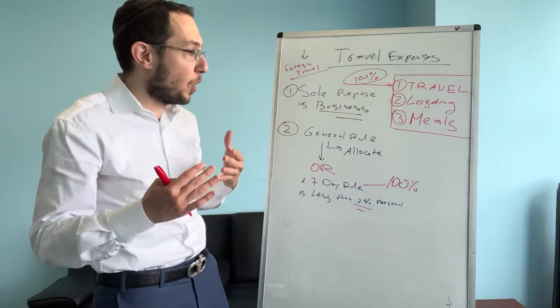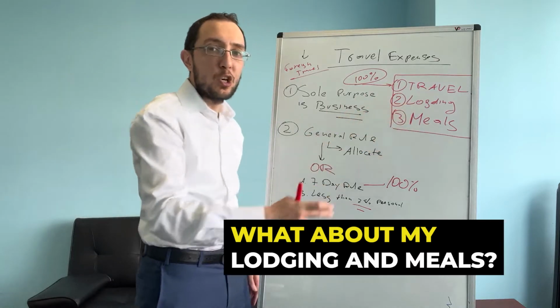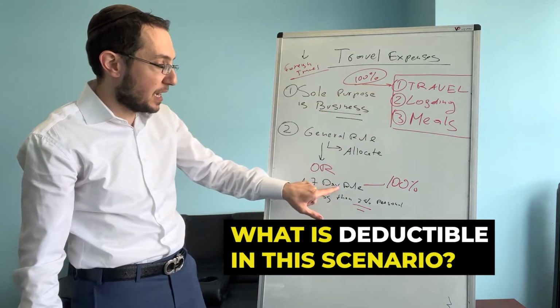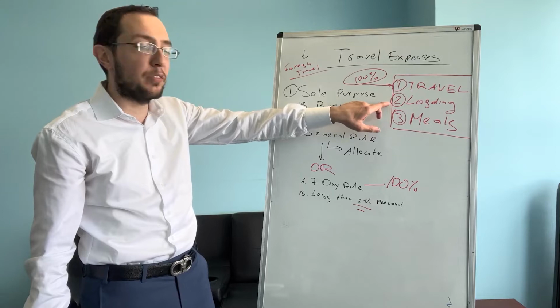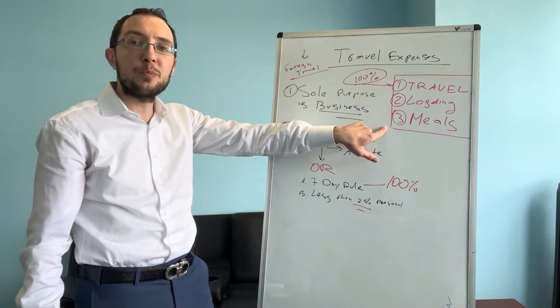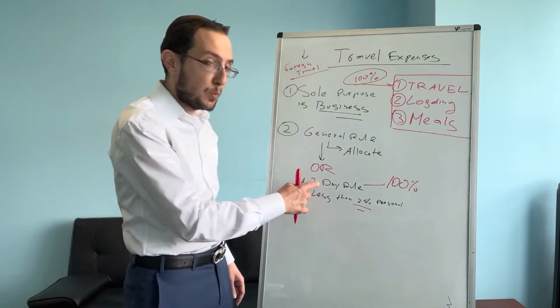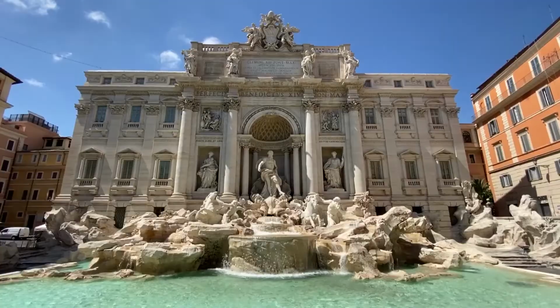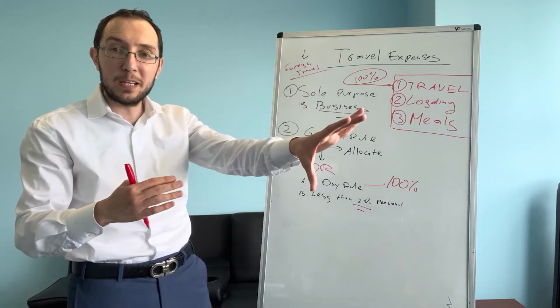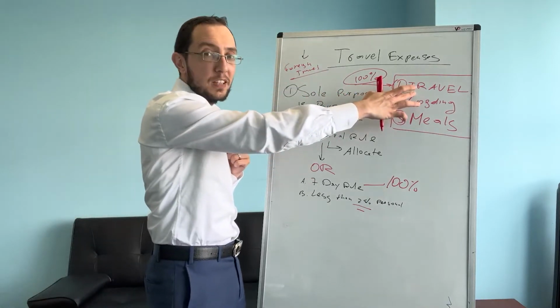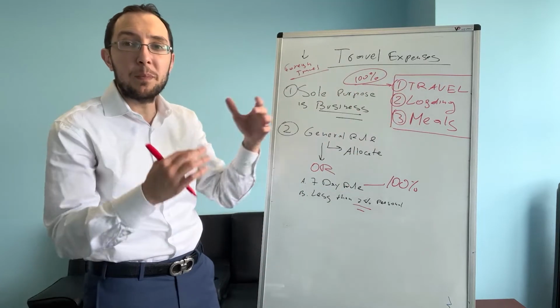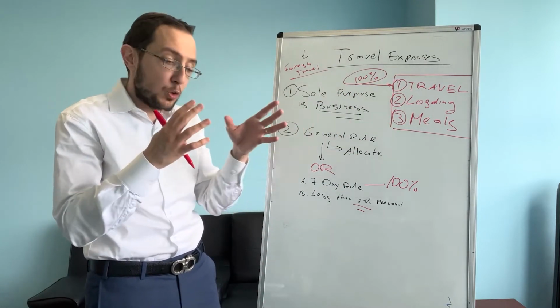Now, let's say you're wondering, what about my lodging and my meals? What is deductible in this scenario? Do I deduct 100% of lodging? Do I deduct 100% of meals? Let's say, as we gave an example earlier, you go to Italy for 3 days, you spend 1 day on business, the travel becomes 100% deductible, while lodging only becomes deductible for the portion you spent on business.